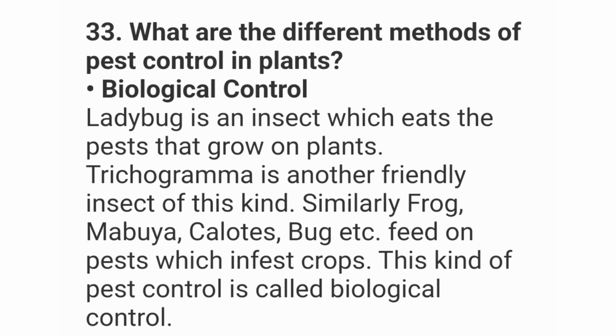Question number 33. What are the different methods of pest control in plants? Answer. Biological control. Ladybug is an insect which eats the pests that grow on plants. Trichogramma is another friendly insect of this kind. Similarly, frogs and some bugs feed on pests which infest crops. This kind of pest control is called biological control.